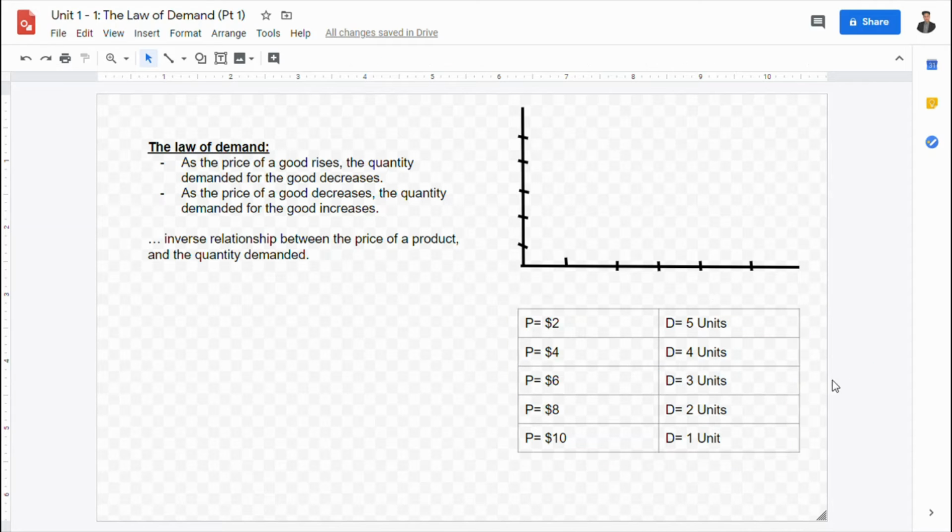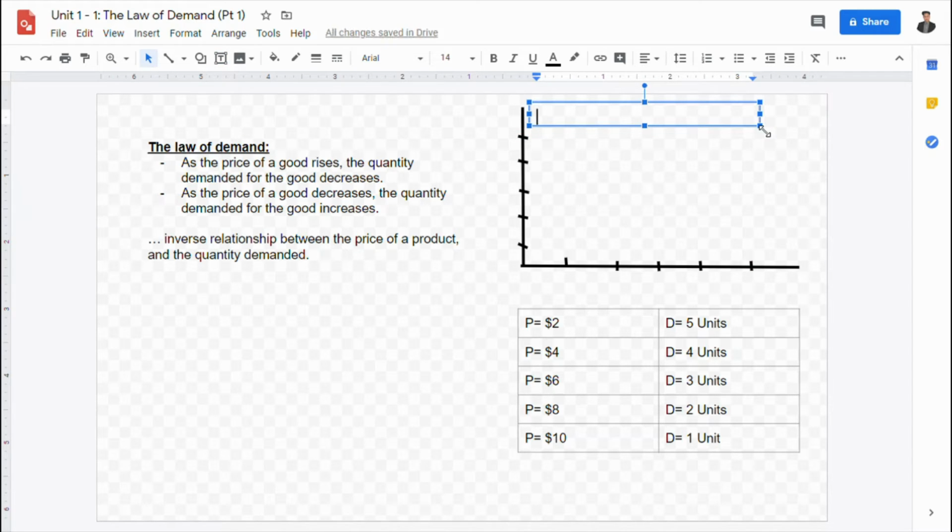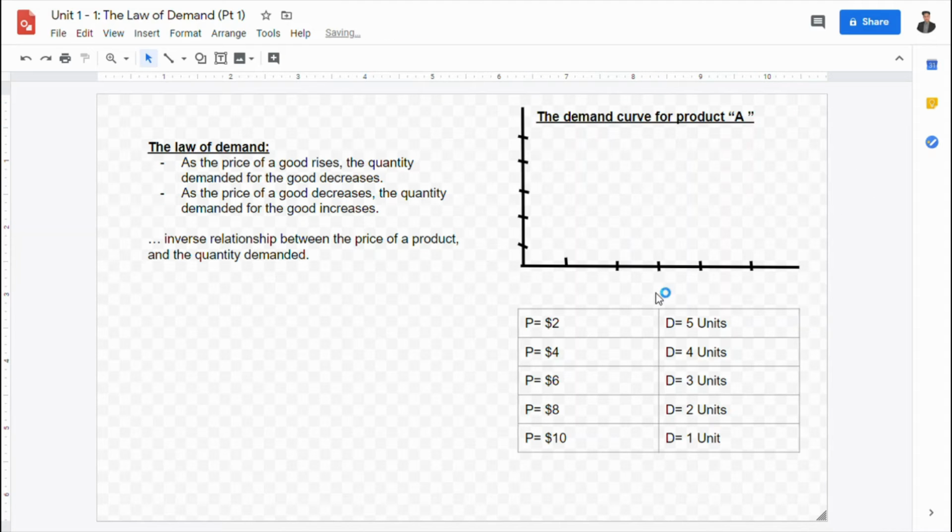Now, this relationship could be graphed in a curve or a demand graph. Now, us economists really love graphs and really like to put things into graphs. So it is important when we talk about graphs, we need to talk about every single axis. We have to title this. Let's title this the demand curve for product A. So this is the demand curve for product A. This is our title for this graph. And the x-axis right here, we want to put the quantity demanded.